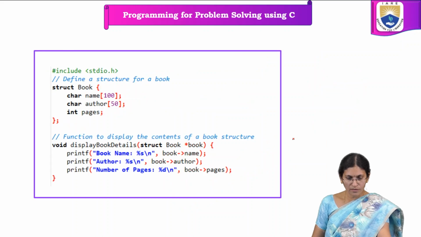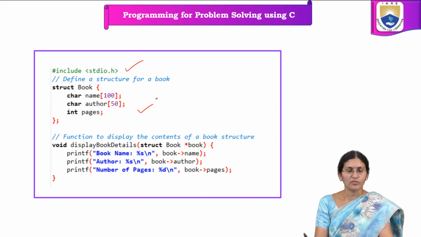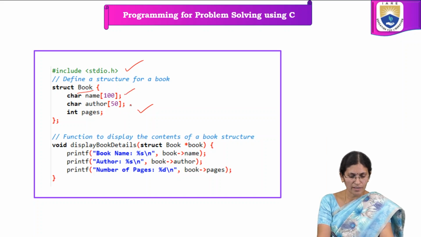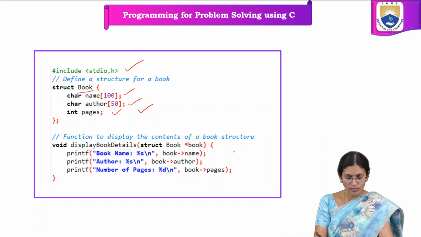So let us see the program for this. First we need to include the header file. Then we have defined a structure, the name of the structure is book. Inside this we have three members. The first one is a character array, the next one is a character array, and the last one is pages. Here we have written the function. This is the user defined function.